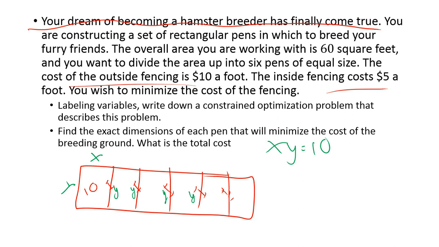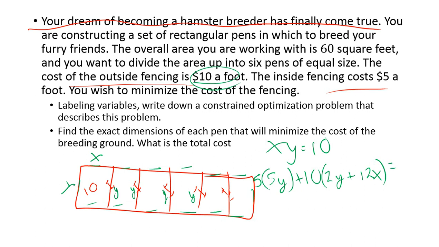But now let's look at everything else. How many x's will we have? We have 1, 2, 3, 4, 5, 6, 7, 8, 9, 10, 11, 12. We have 12 x's, and they're all outside. So 12x plus how many y's are on the outside? 1, 2, so plus 2y. The outside fencing costs $10, so all that would be multiplied by 10. Added to that would be the interior. We've got 5 y's on the inside, 5y, and their cost is 5. And that right there is your cost.